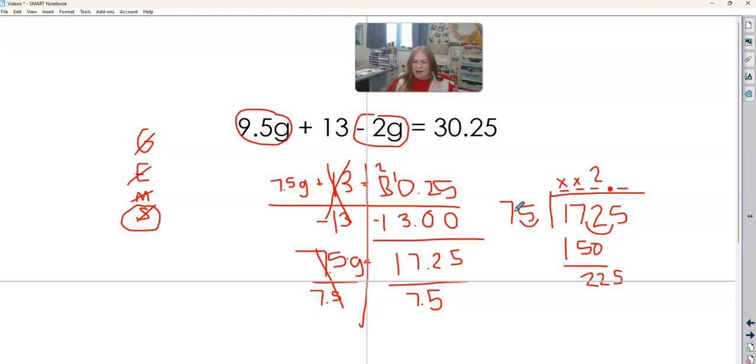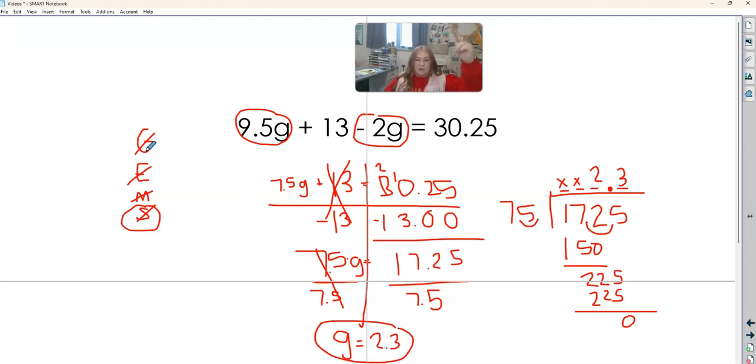So bring down the 5, and then that goes in there. So 75, 150, another 50 makes 200. Another 225 is 3 times. So 3 times gets it perfect. So that's 0. So my G equals 2.3. So we simplify following order of operations, and then we undo it going backward.